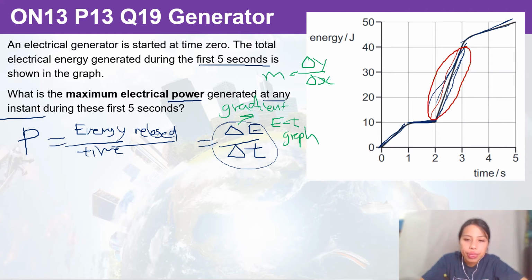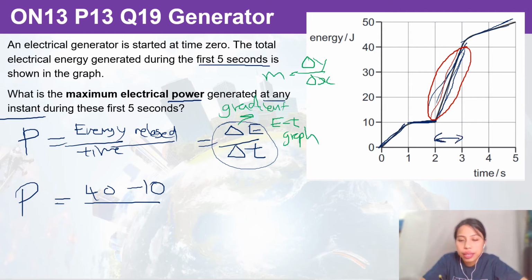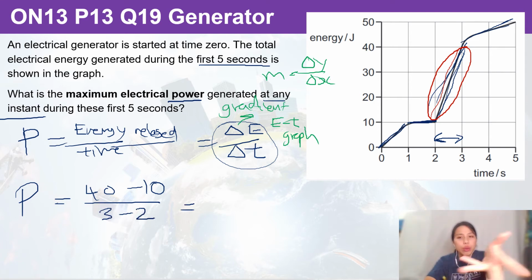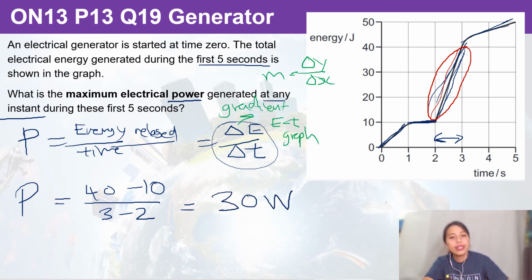So here, the change in energy is going from 10 to 40. So 40 minus 10, final minus initial. And the change in time, delta t, is 3 minus 2, so just 1 second. So this is basically finding the gradient. So what you get is 30 divided by 1, so 30 watts. So here we can say that the maximum power generated is 30 watts, and that occurs somewhere between 2 to 3 seconds. It's a very quick change in energy, so lots of energy coming out.